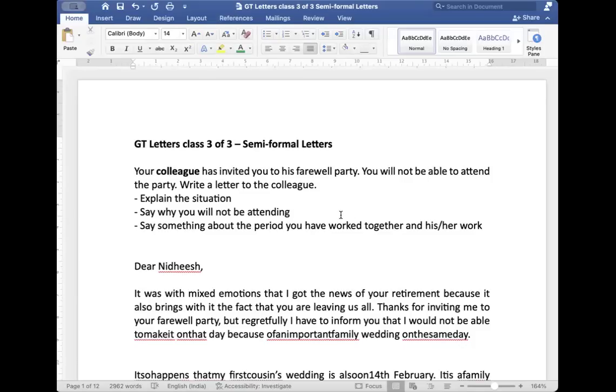So this is basically colleague. So you'll write the name here, dear Nidhish. And the colleague has invited you to his farewell party, but you will not be able to attend. Now, you know what I tell all my students when I teach letter writing, I tell them that imagine the real life scenario.